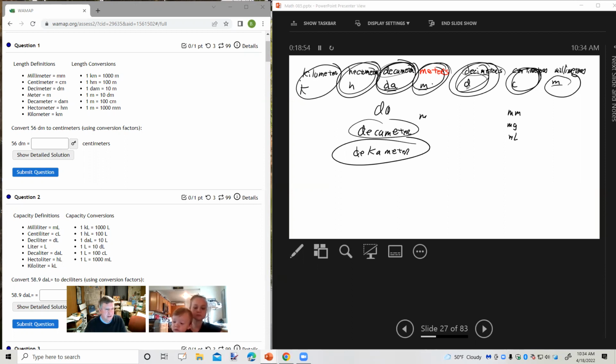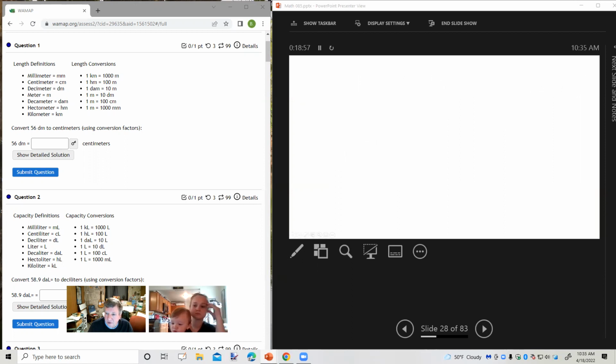All right. Now, along with units of meters, we have units of weight or mass, which are grams. So you can have kilograms, hectograms, decagrams, grams, decigrams, centigrams, and milligrams. In the American system, we have ounces, pounds, and tons. In the metric system, they have grams, and then you've got kilograms, hectograms, decagrams, all of that stuff.